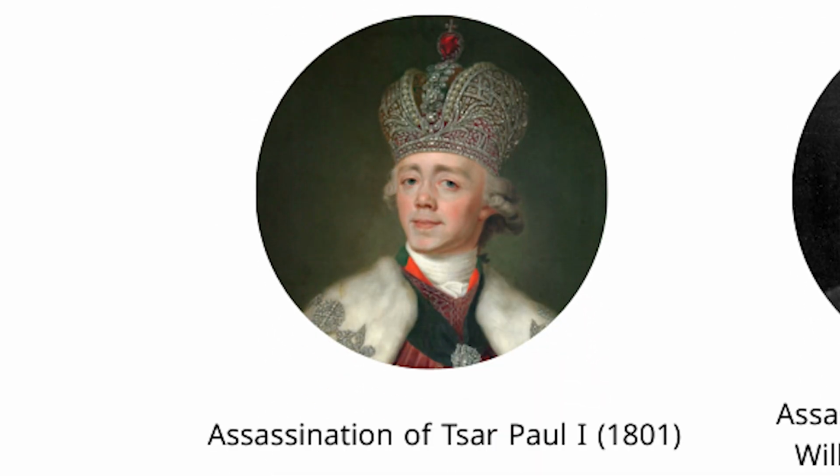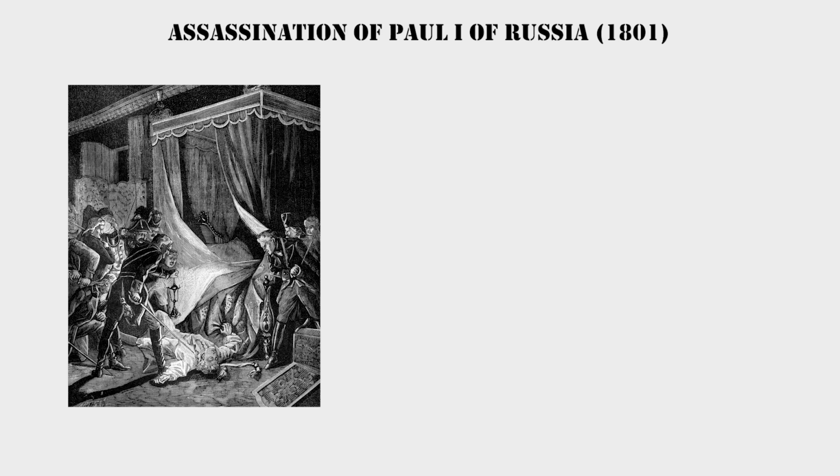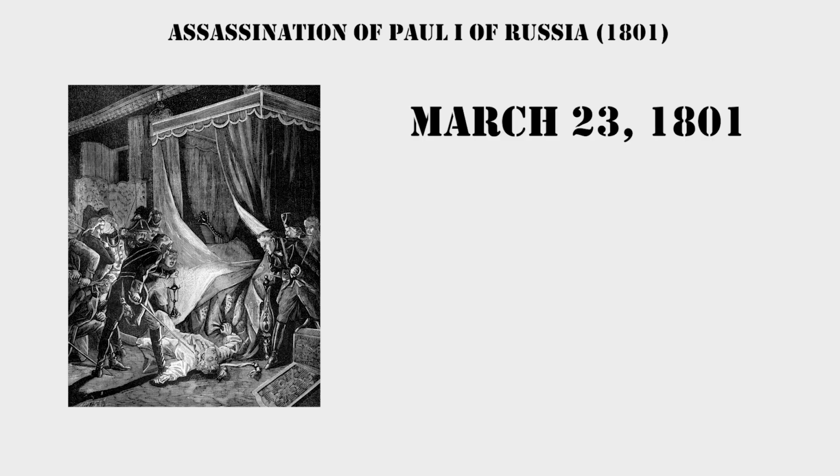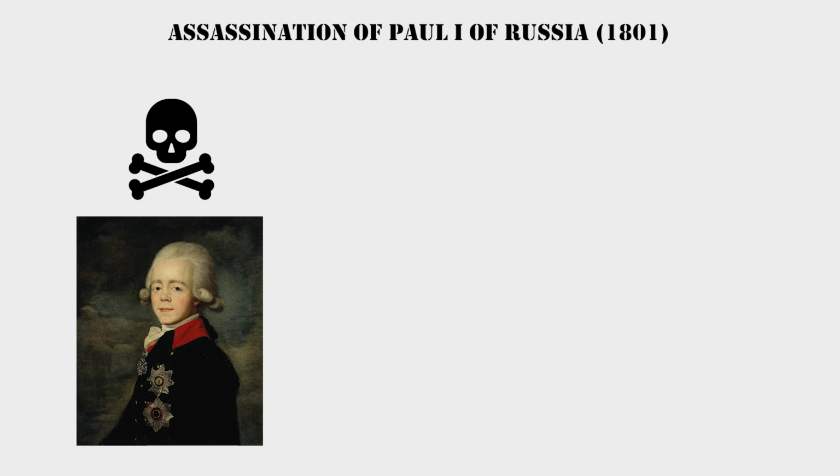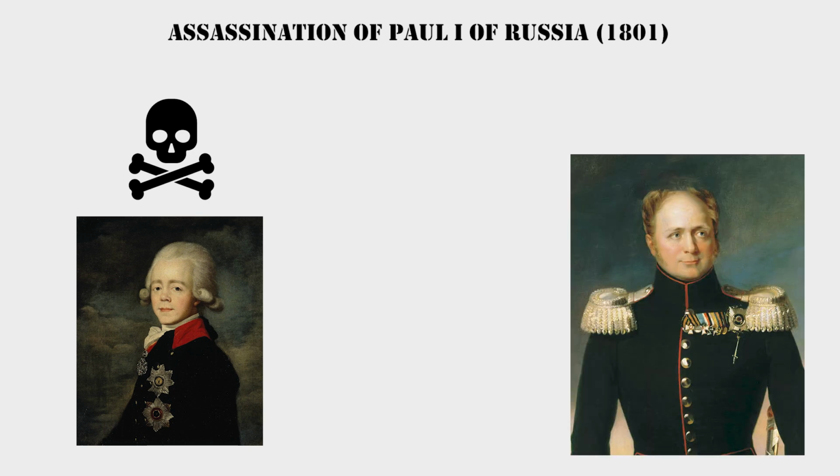9. Assassination of Paul of Russia, 1801. Tsar Paul I was strangled in his bedroom on March 23, 1801, by a group of officers angered by his erratic leadership and pro-French policies. His sudden death brought his son, Alexander I, to the throne.